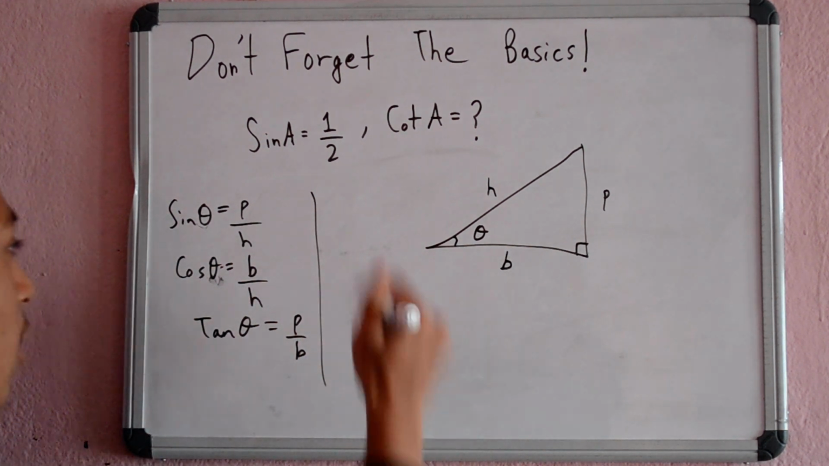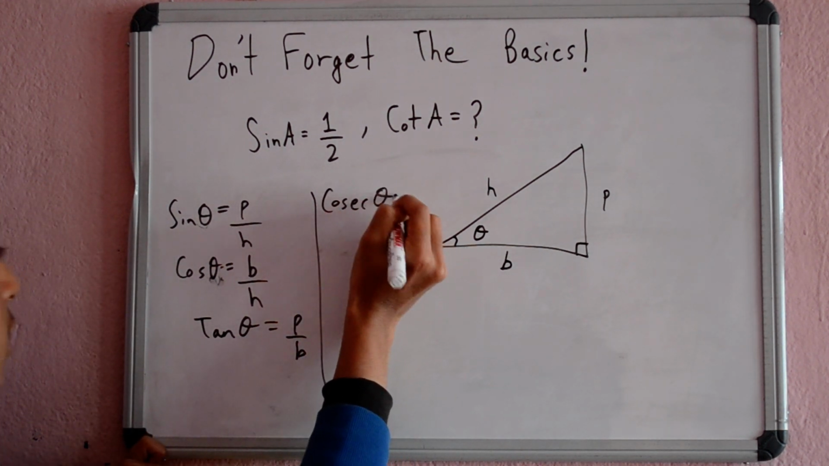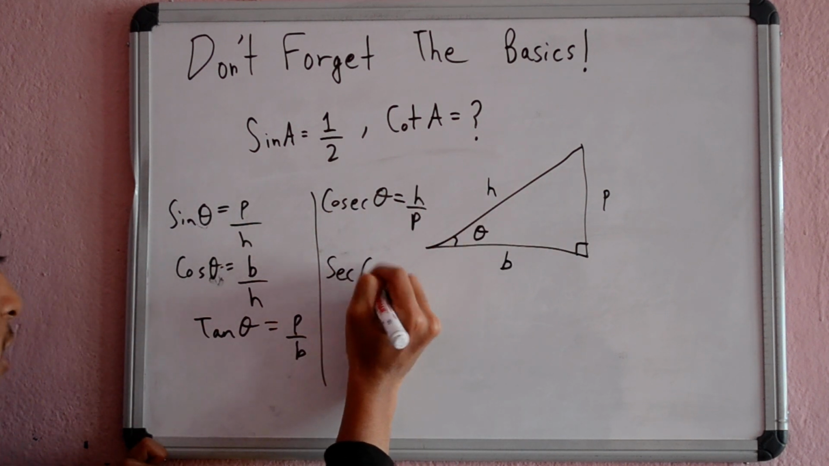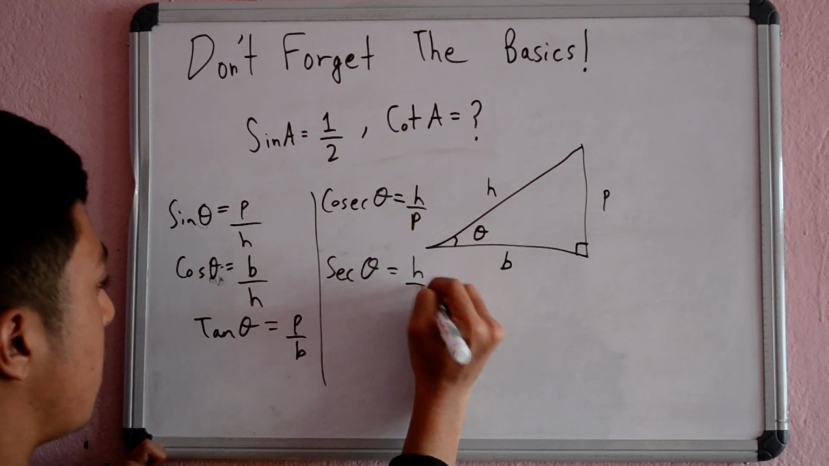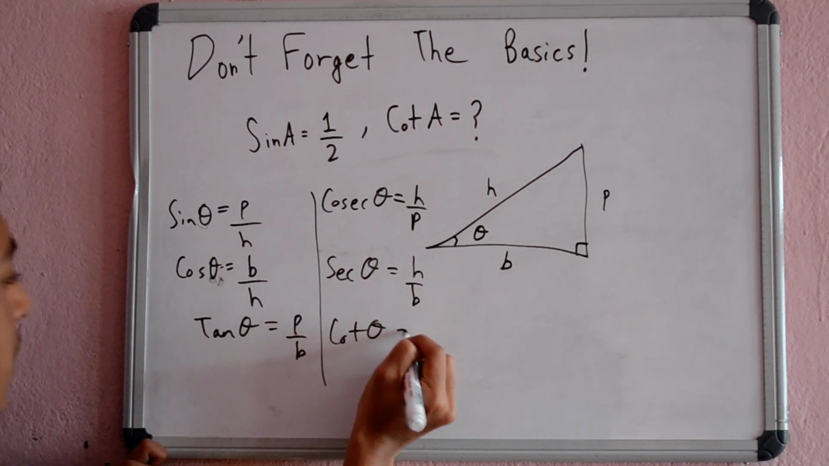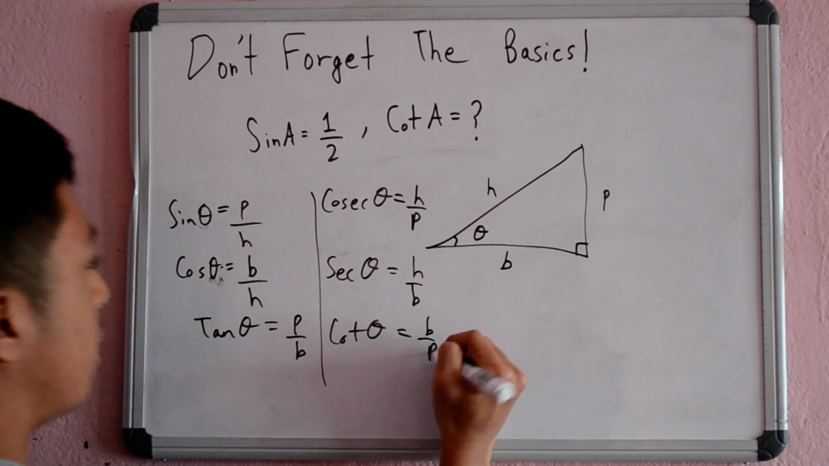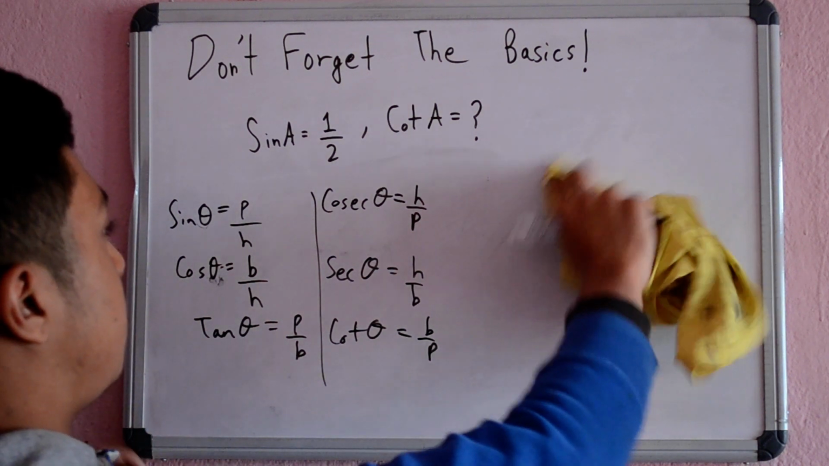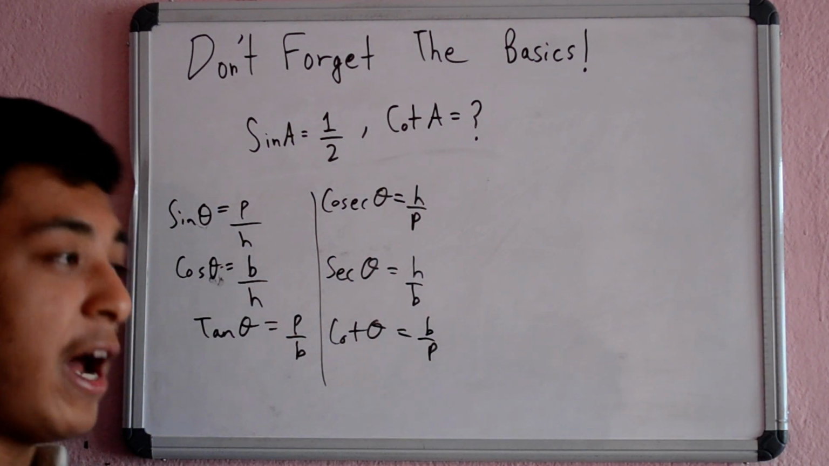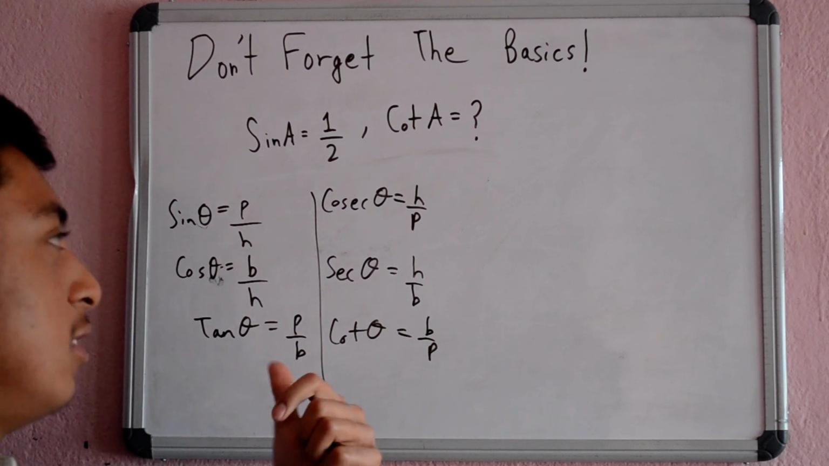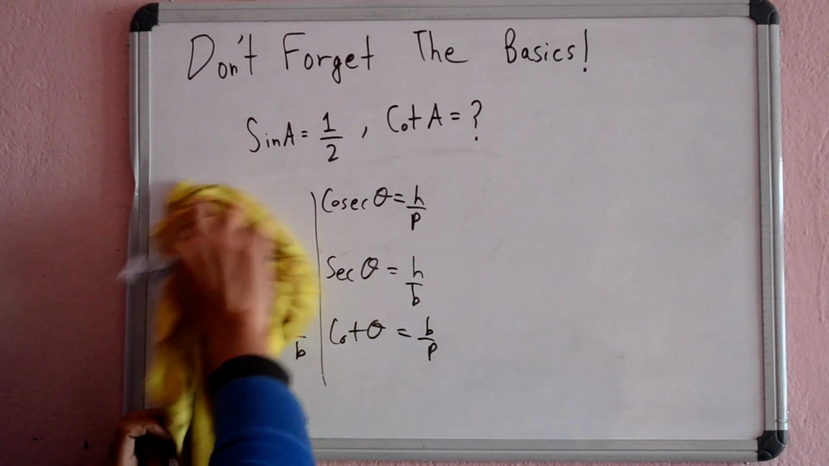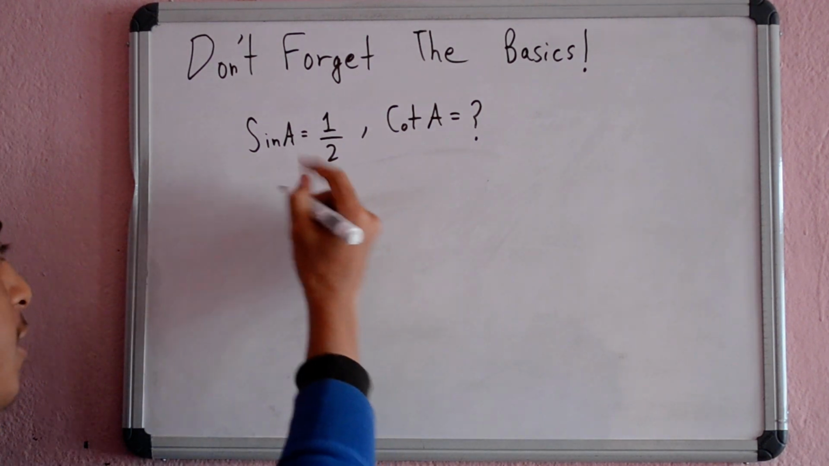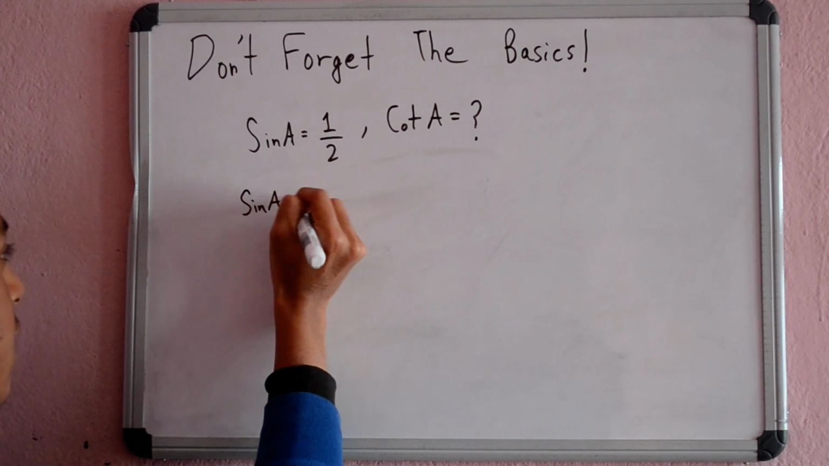And from here we can get our cosec theta, which is just 1 by sine theta, or hypotenuse by perpendicular, sec theta, which is 1 by cos theta, hypotenuse by base, and cot theta, 1 by tan theta, which is base by perpendicular. These are the 6 trigonometric functions, the basic ones that we learned from 8th grade, or I learned from 8th grade, I think, but I think students now are learning it in earlier grades. So we have a sine angle right here. So sine A equals 1 by 2.